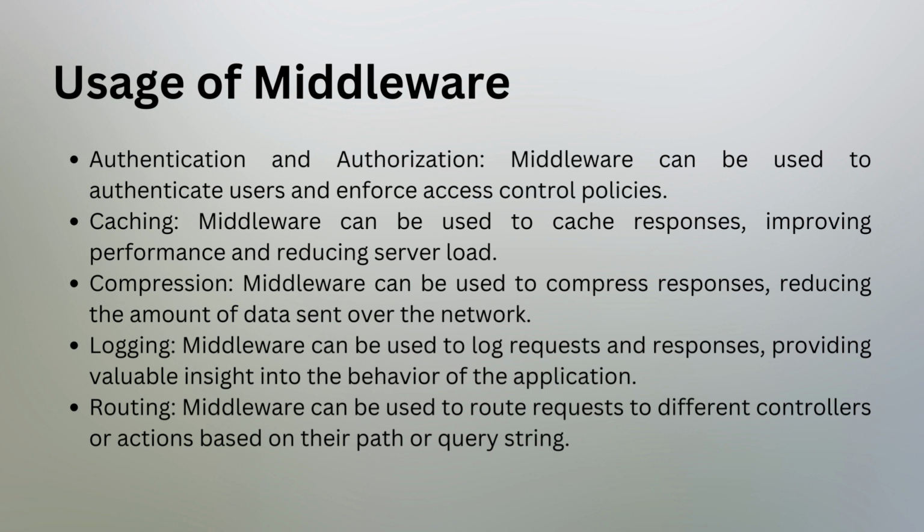Middleware can be used to authenticate users and enforce access control policies. Caching. Middleware can be used to cache responses, improving performance and reducing server load. Compression. Middleware can be used to compress responses, reducing the amount of data sent over the network.